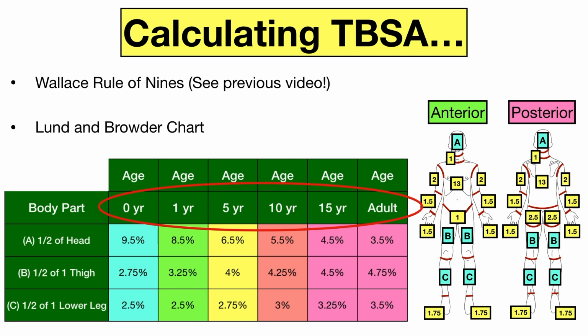So you can see how the Lund and Browder chart can potentially provide a more accurate representation of the extent of the burn, especially in children. The downside compared to the rule of nines is it's tougher to remember these numbers and less efficient.